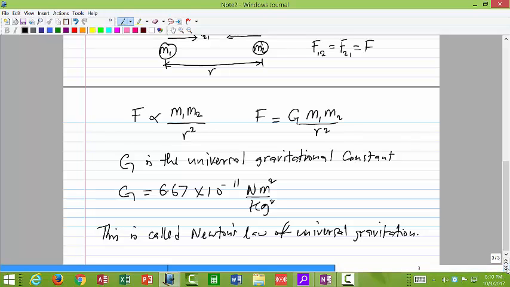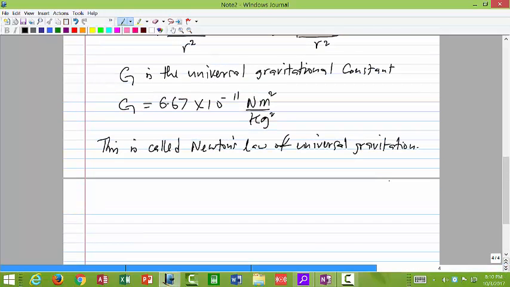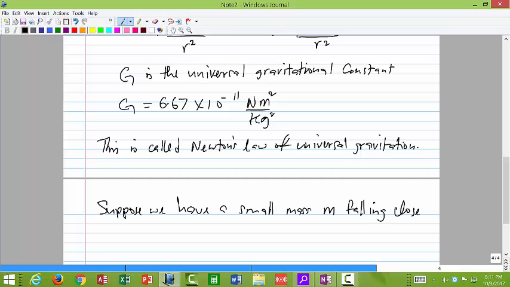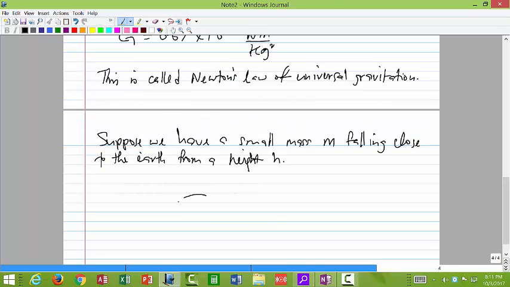Now let's apply this. Let's say that we have an object of mass m sitting on the earth, or falling close to the earth. Suppose we have a small mass m falling close to the earth from a height h. Let's say this is the earth, and this is a small mass falling close to the earth. This height is h, and this is the radius of the earth.